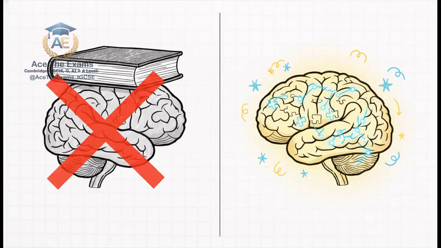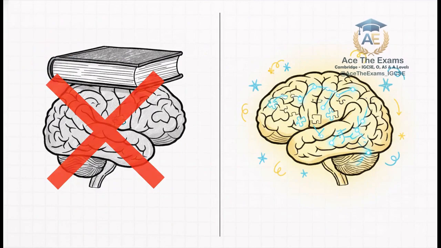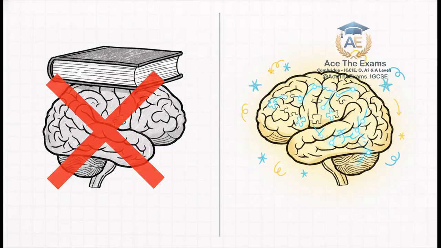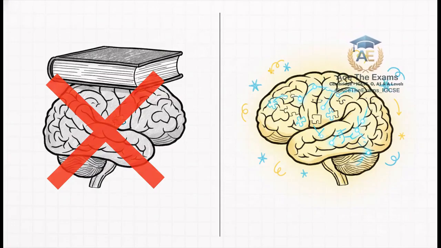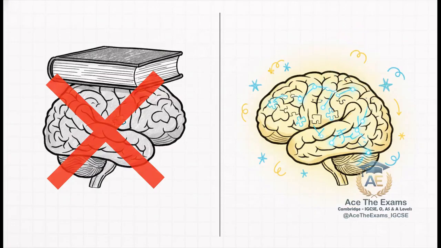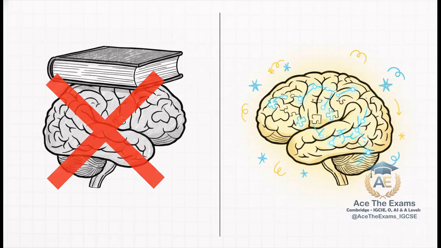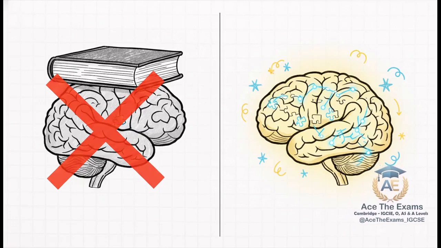Look, if your revision strategy is just weighing your brain down with textbook definitions, you are walking straight into a trap. Memorization just isn't enough anymore. Cambridge requires you to actually light up those neural pathways with systematic analysis, especially in totally unfamiliar contexts. If you're just regurgitating facts without connecting them to the new data right in front of you, your strategy is going to fall apart when you need it the most.